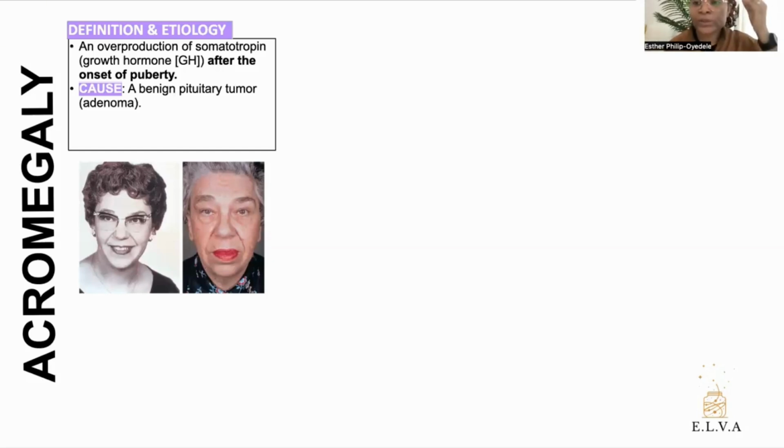Remember, your growth hormone is secreted by your anterior pituitary gland. So if there's a tumor at the pituitary gland, also known as an adenoma, it's going to be pushing on the anterior pituitary gland, and it's going to be making it secrete too much growth hormone. And then slowly you see this woman's facial structures start getting bigger.